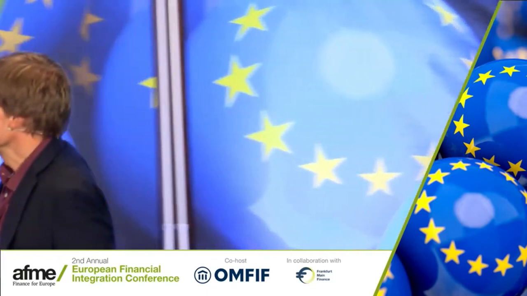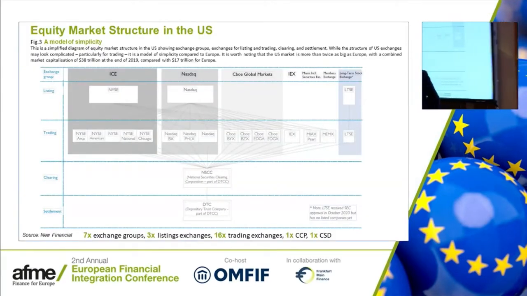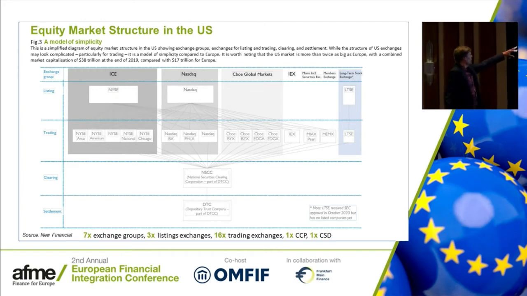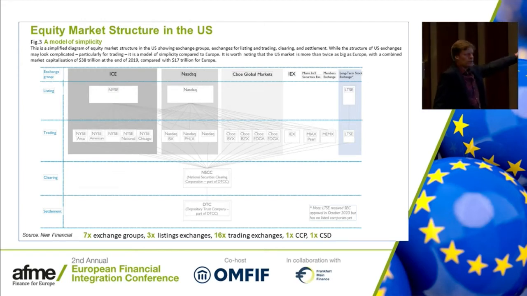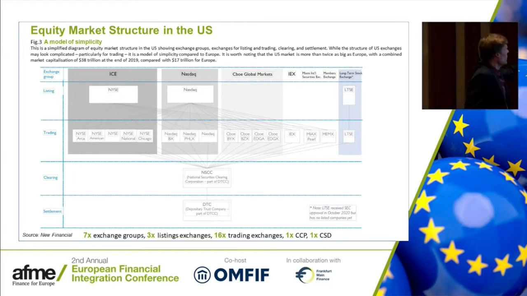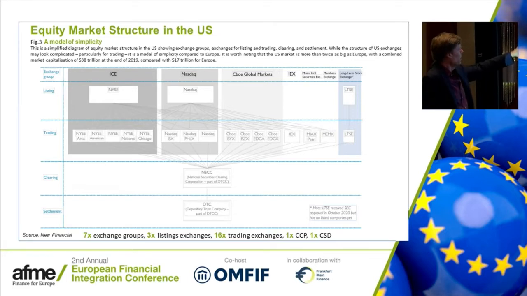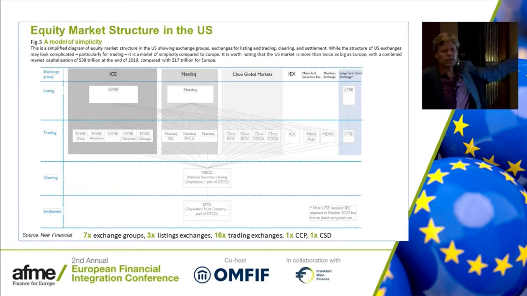So this is America, equity market structure in America. Pretty straightforward. You have 2 listing exchanges, and you have 16 trading exchanges, and they all have the same portfolio. So you list on the New York Stock Exchange or on NASDAQ, and you can then trade the NASDAQ or the New York Stock Exchange listings on CBOE, on IEX, and all of the exchanges.